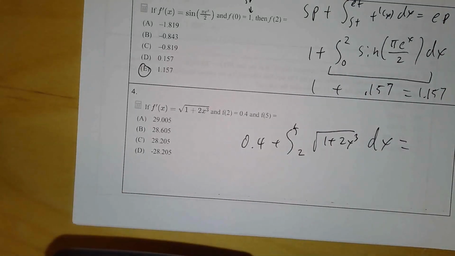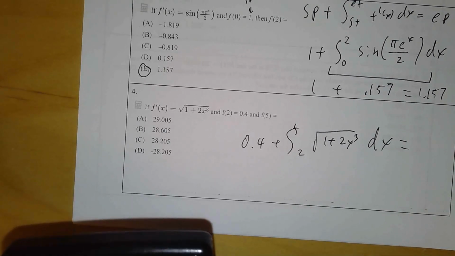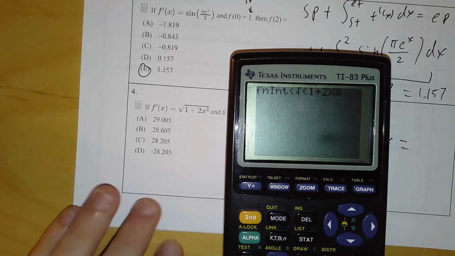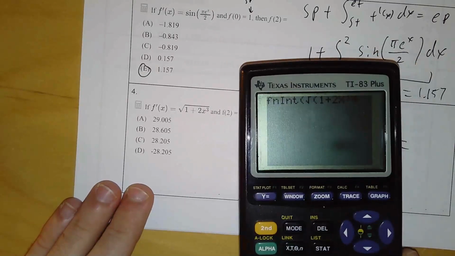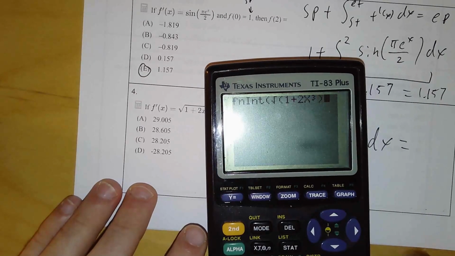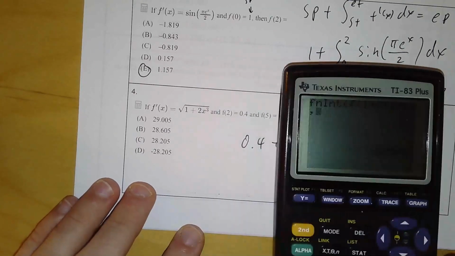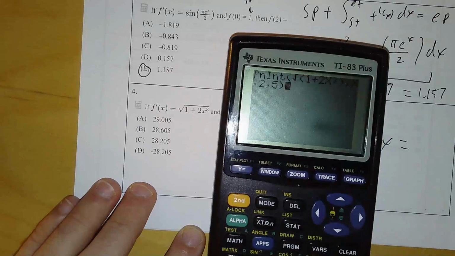The function is the square root of 1 plus 2x to the third. Little hint here: you can do to the power of 3, but you can also do Math 3, which is to the third power. Little trick there. Then comma x comma 2 comma 5. Close it. Enter.